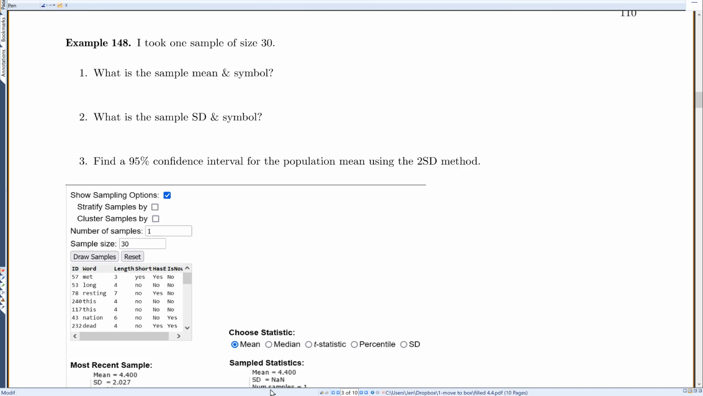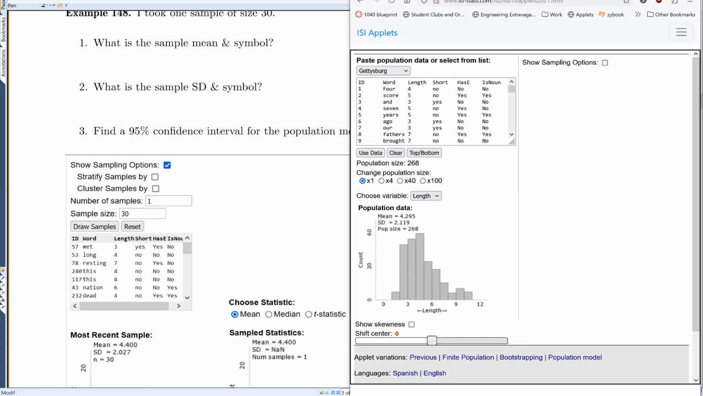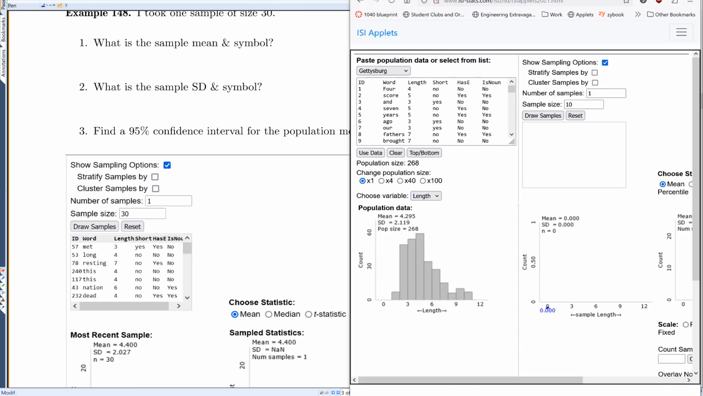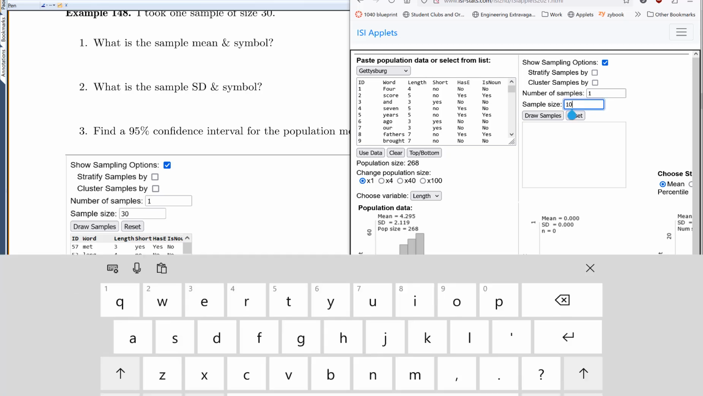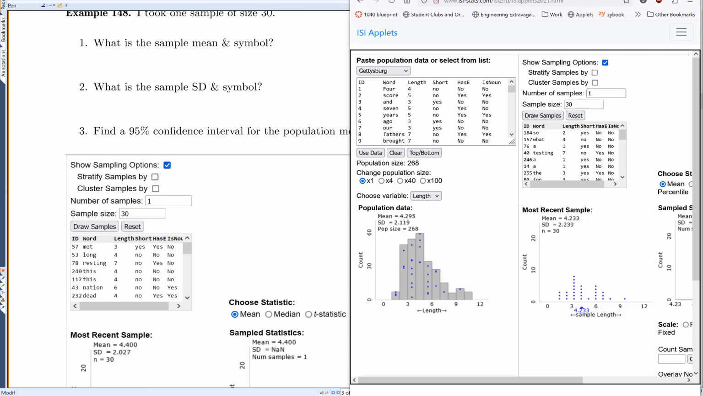So I'm going to take one sample of size 30. To do that, I come to my applet and I click Show Sampling Options. You can ignore the stratifying clusters. That's just making sense. I want one sample. I want a sample size of 30. And I click Draw Samples. And it will show you the actual words that it drew in this random sample. So the words were like, so, what, testing. And you can see the lengths of the words like 2, 4, 1, 7. I think that's a little bit bigger.